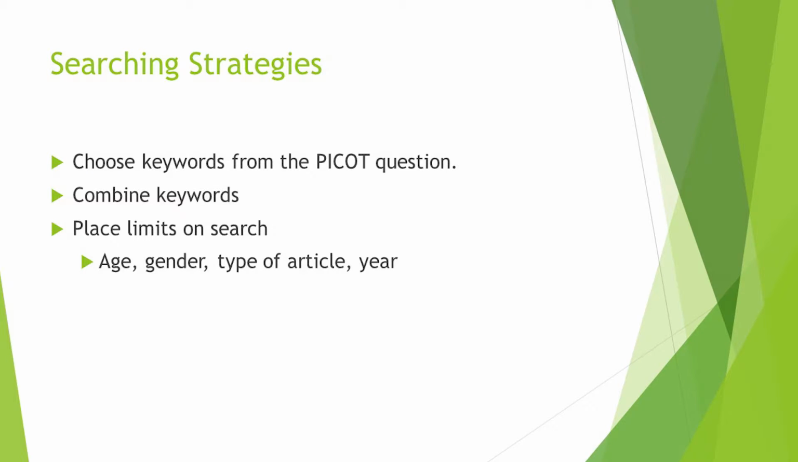You can also limit that search based on the age. So if it's just infants, or if it's elderly, or if it's male or female, and you can also, in your search, limit the type of articles you desire to obtain, such as a randomized control trial, or you can put a parameter around the year. And that should begin your search strategy.